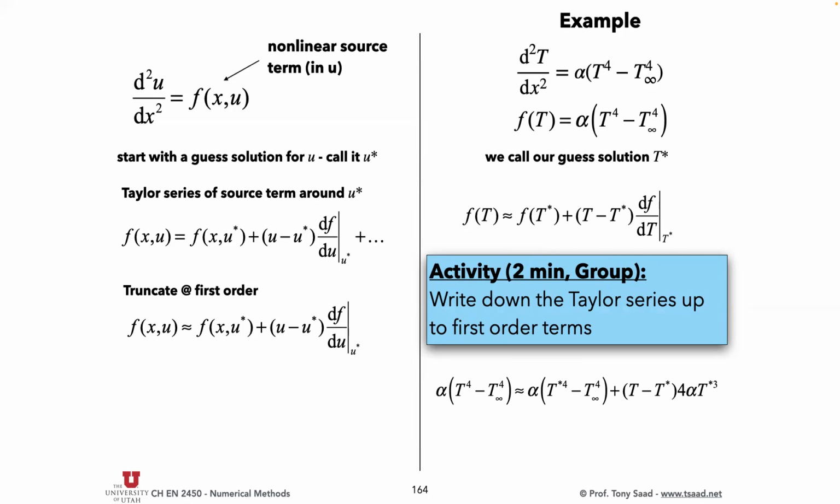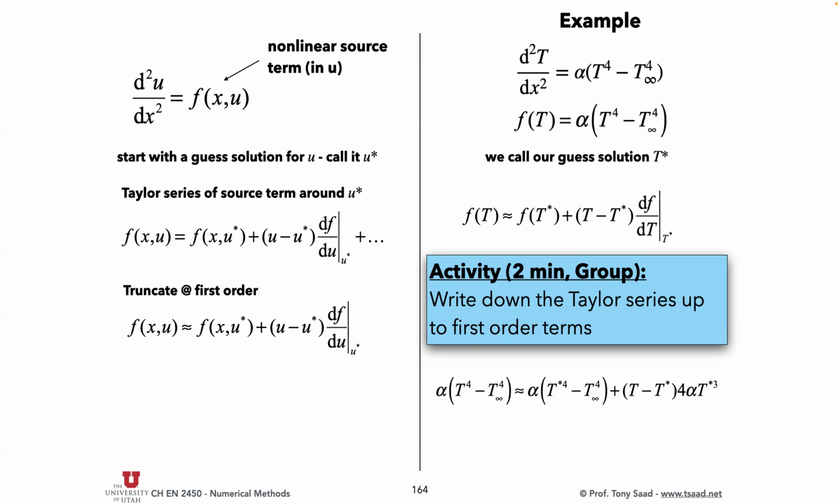So if this is your f of t, alpha t to the 4 minus alpha t infinity to the 4, then you get the first term, f of t star. You just simply substitute, put t star over here. So you get t star to the 4 minus t infinity to the 4, plus t minus t star times the derivative of the right-hand side with respect to t, which is 4 alpha t cubed, evaluated at t star. So you get 4 alpha t star cubed.